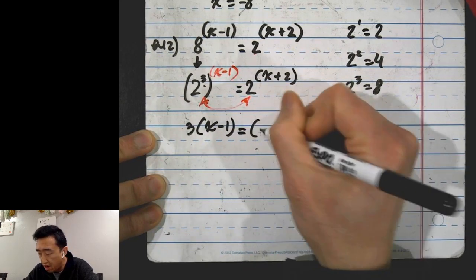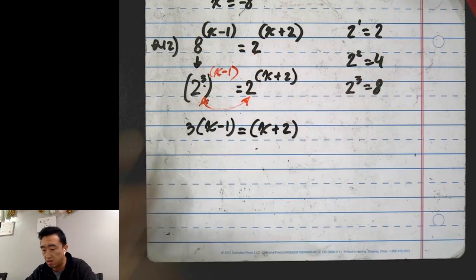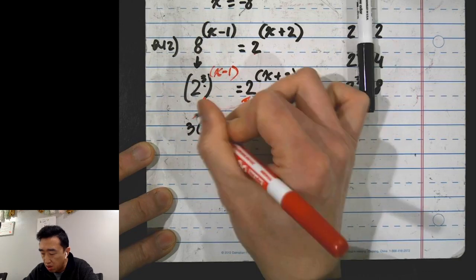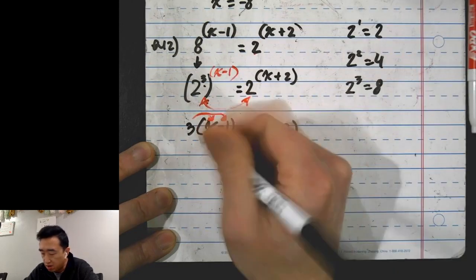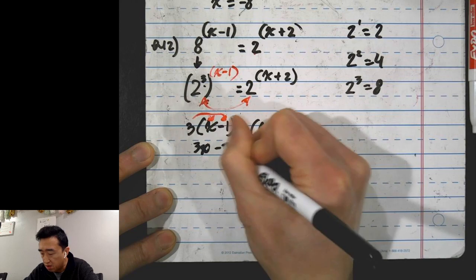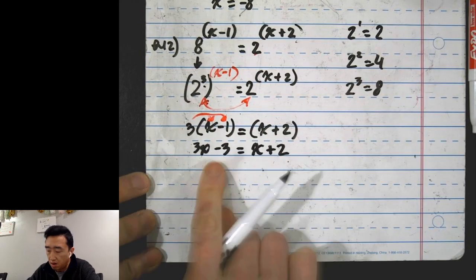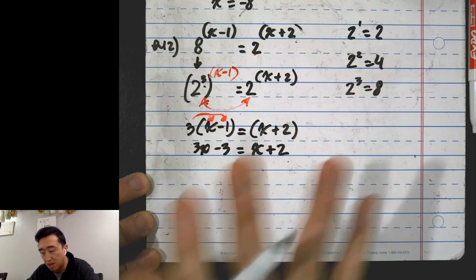And then that x plus 2 is right there. All right. So all that means is that I have to eventually distribute this 3 before I solve the equation. 3x minus 3 equals x plus 2. Now, I'm pretty sure you can handle that, so I'll leave that to you.